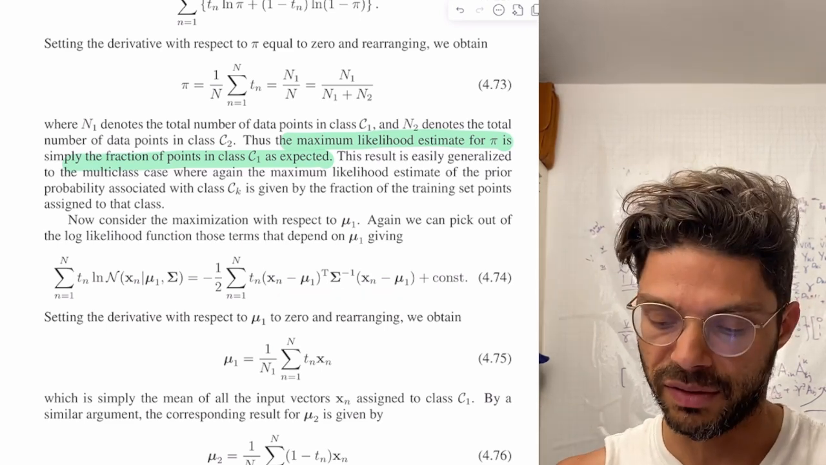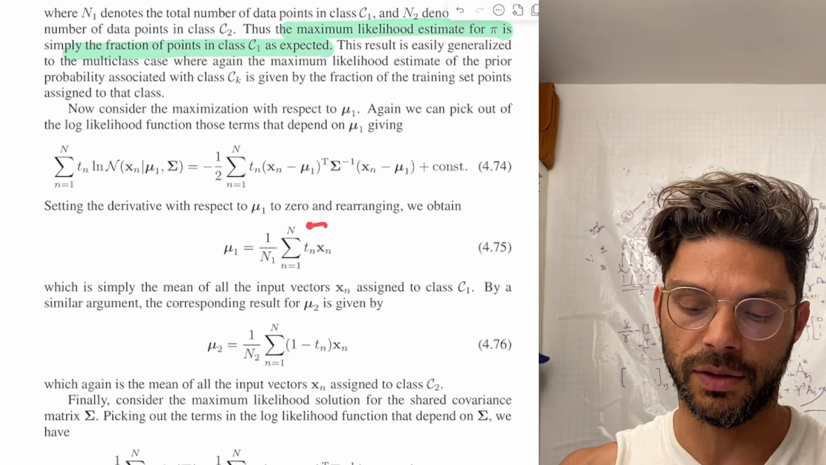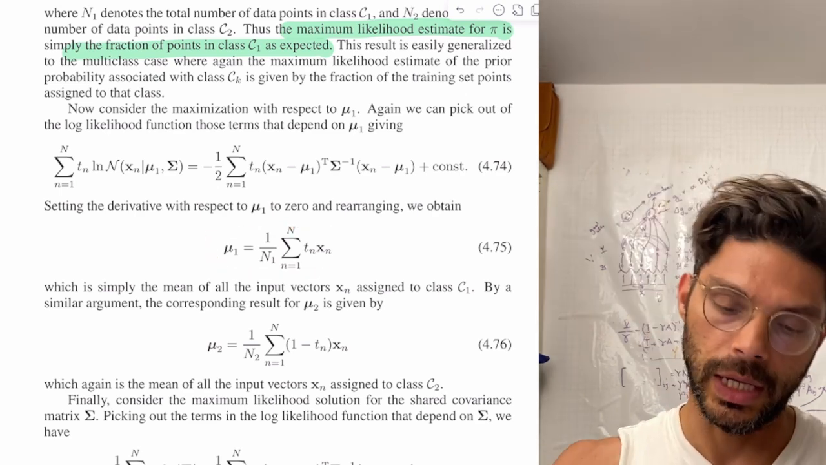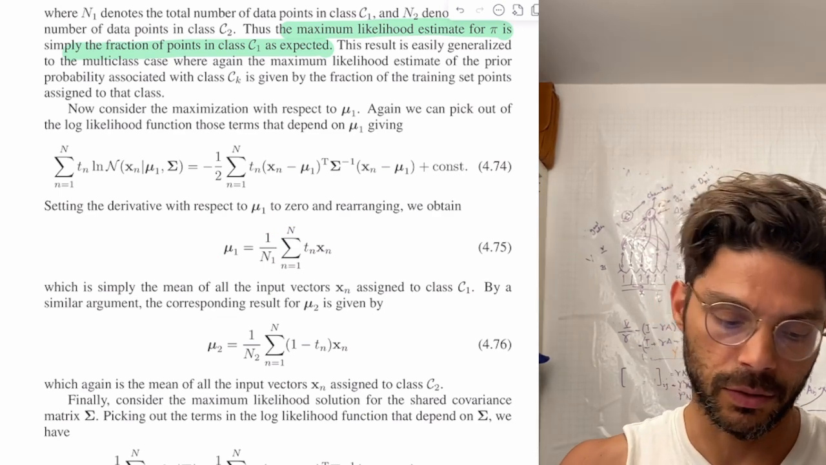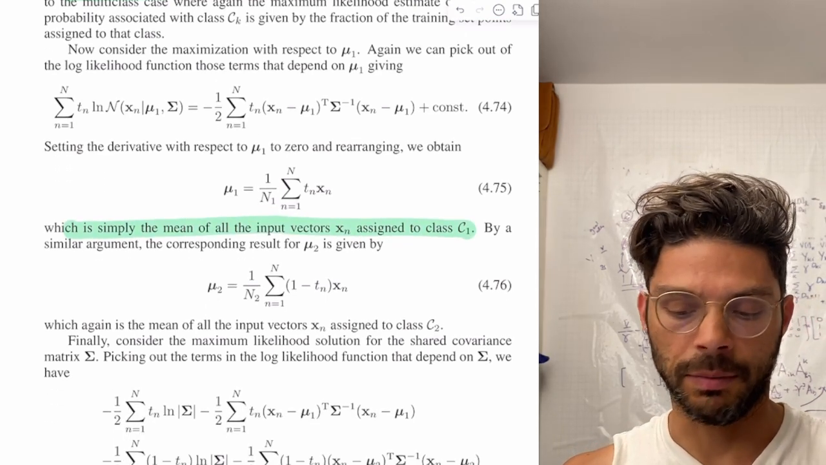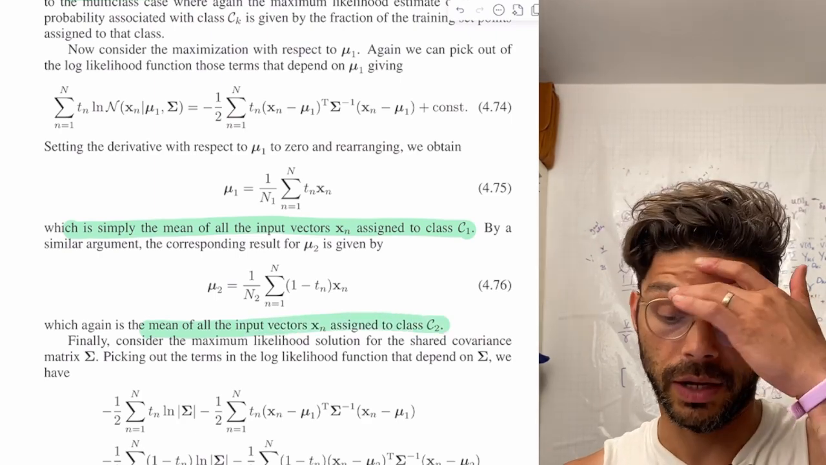Again, set the derivative to 0. Very simple. You get this relationship. It just says take the average of the points in that particular class. So let's just highlight that. A similar argument gives you the same thing, which is the mean of all the points assigned to class C2. Okay, so that's all there is to it.